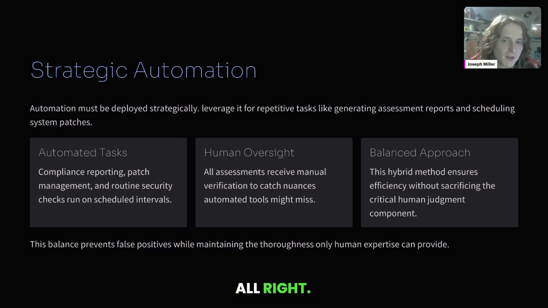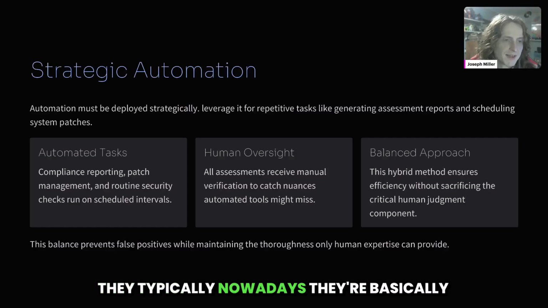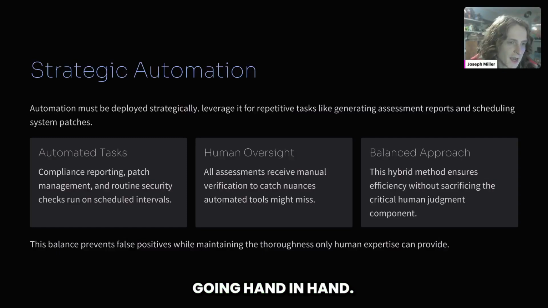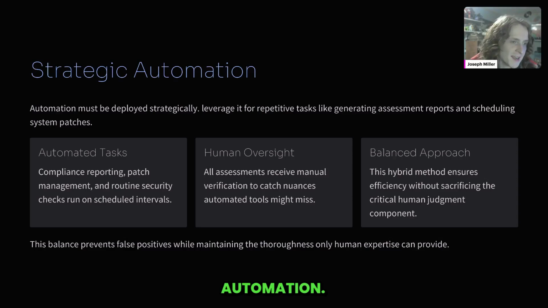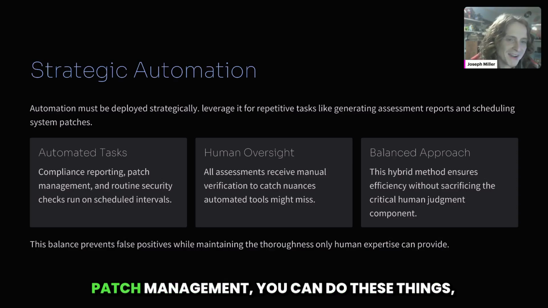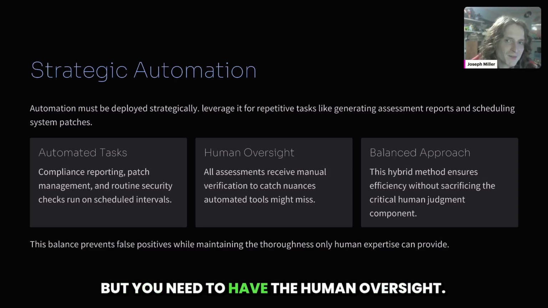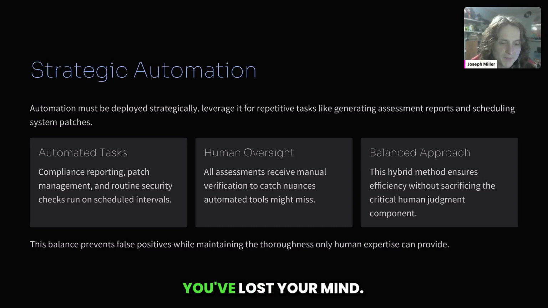All right. So then I want to talk about strategic automation, right? Deploying automation is great. Deploying AI is great. Nowadays, they're basically going hand in hand. The one thing you need to keep in mind is that you need a balanced approach to automation. You can't just automate all your tasks. You can do compliance reporting, you can do patch management, but you need to have the human oversight. The last thing I'm going to do is let a bot or an AI or any automation look at the compliance of my organization and say, yeah, you're completely 100% compliant, and then just hand that to a customer, right? You've lost your mind.